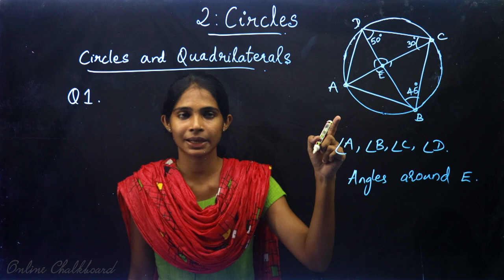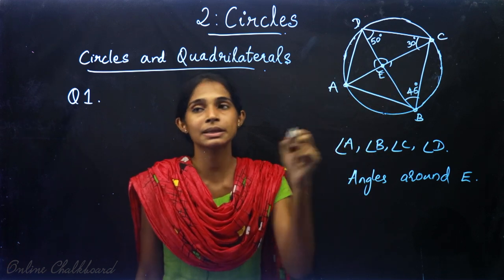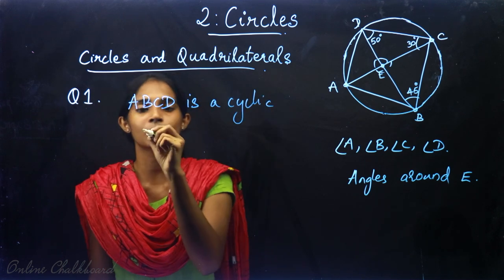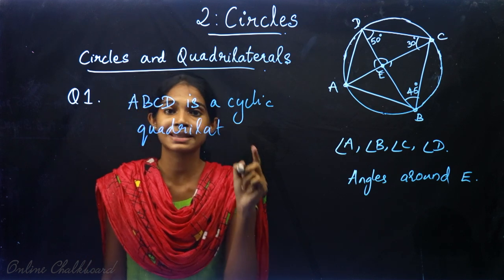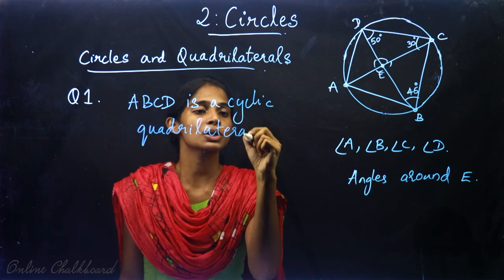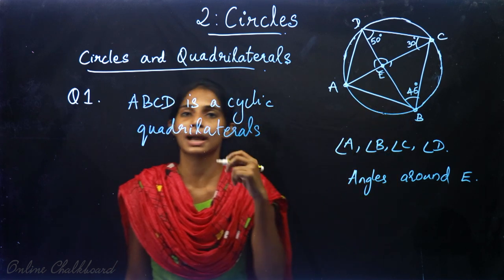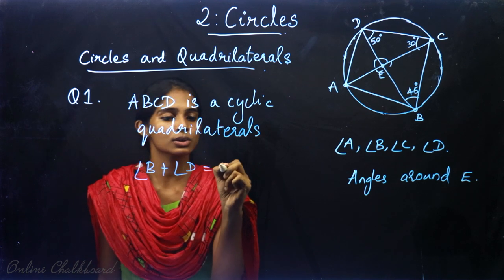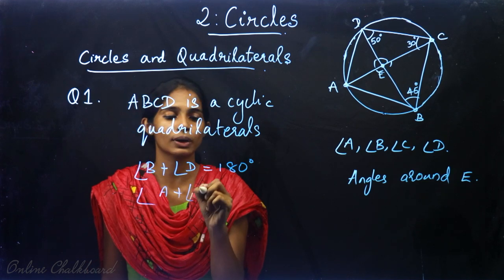So, we have a question. ABCD is a cyclic quadrilateral. The cyclic quadrilateral property is that opposite angles are supplementary. So, angle B plus angle D is 180 degree and angle A plus angle C is 180 degree.